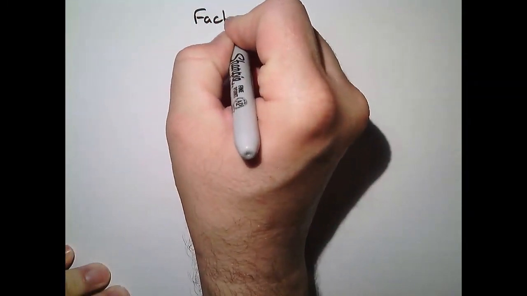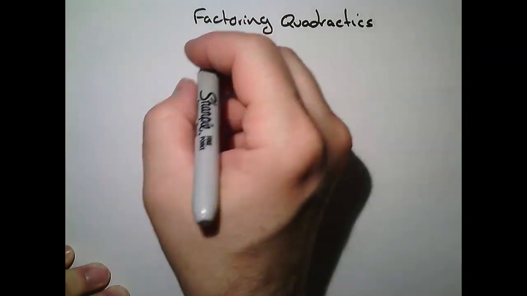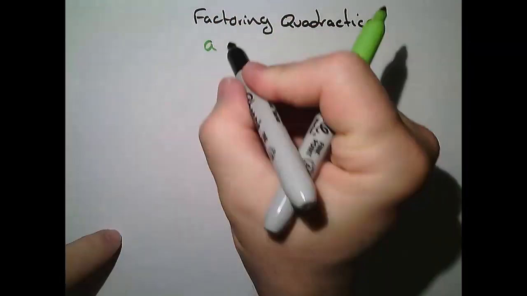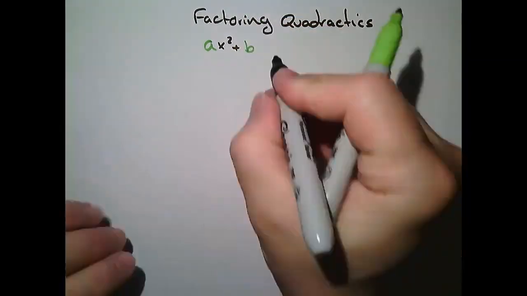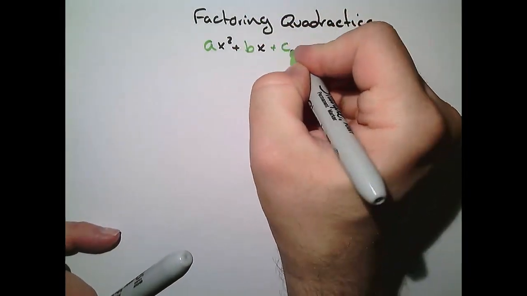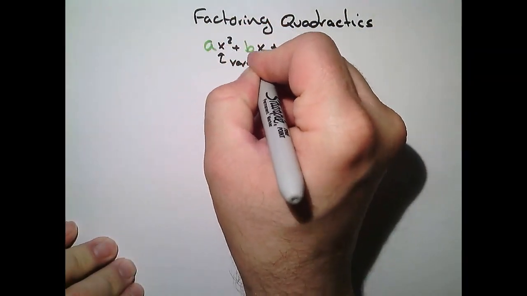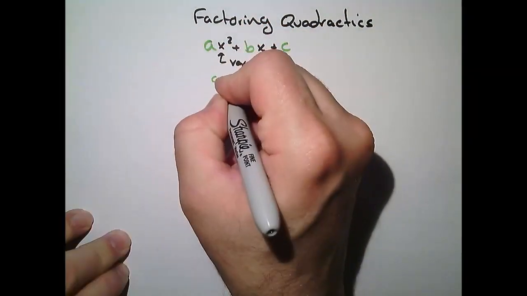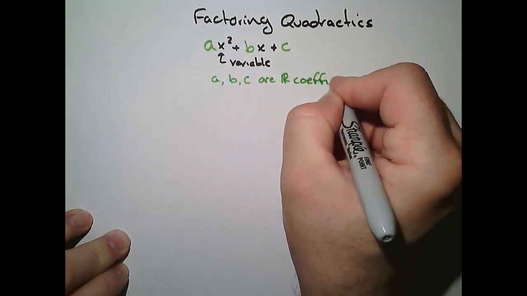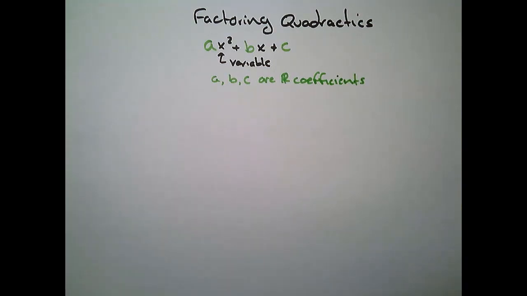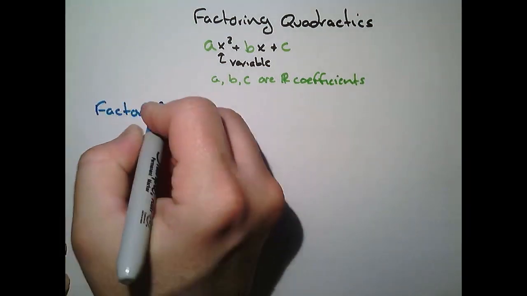Okay, let's take a look at factoring quadratics, a quick review. A quadratic is a second degree polynomial in the form ax squared plus bx plus c, where the x's are variables and our a, b, and c are real number coefficients. So that's the standard form. And we're going to take a look at how to factor quadratics three different ways.